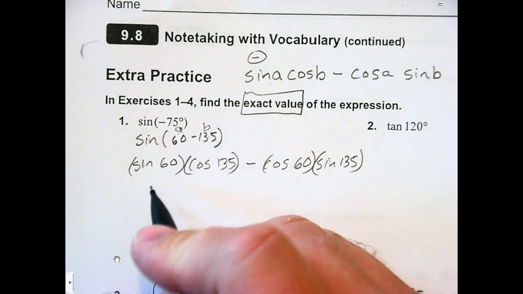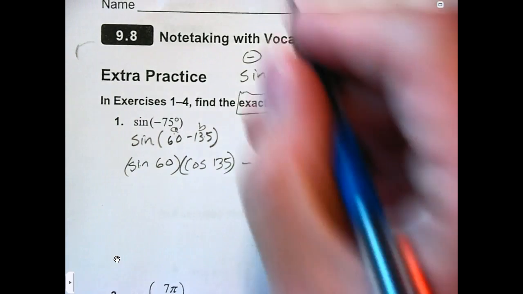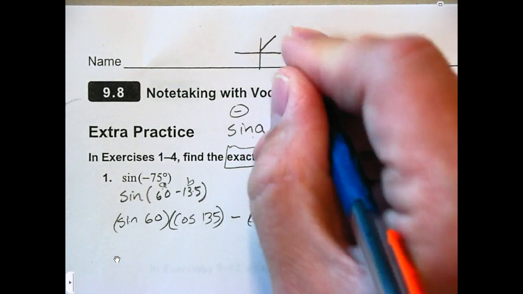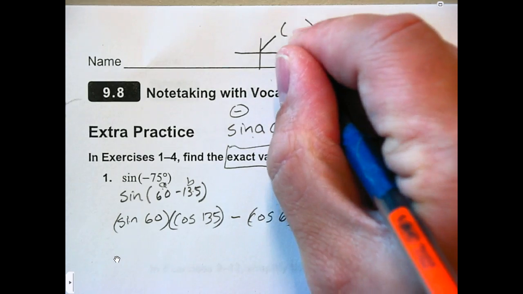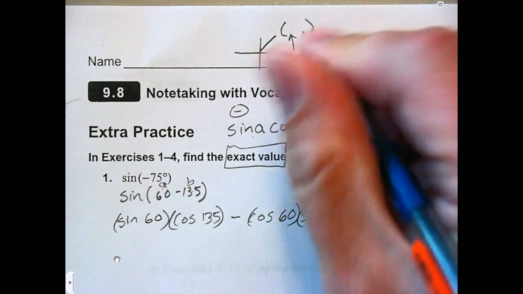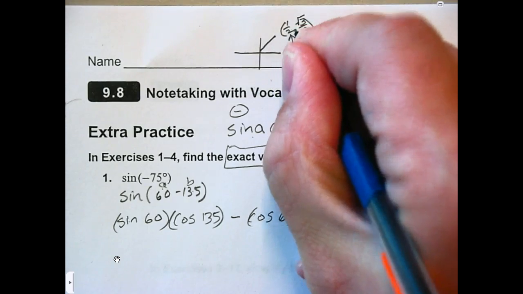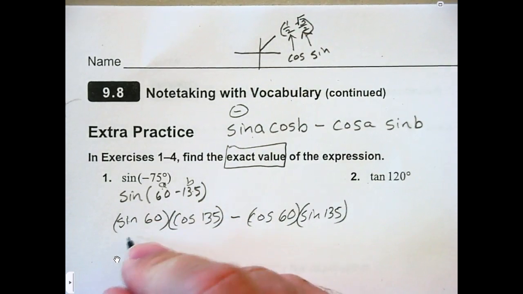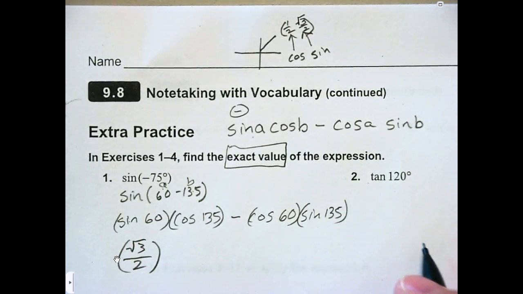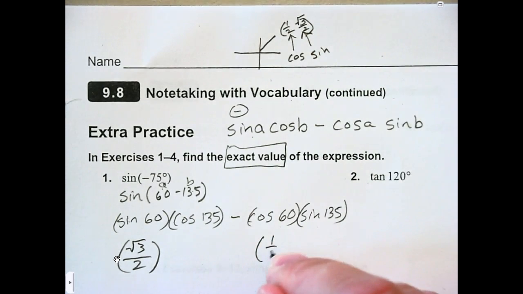So now you have to think back to the unit circle. What is the sine of 60? What's your coordinate at that place on the unit circle? So if we're up here, this coordinate on the unit circle, that's cosine, that's sine. Sine is root 3 over 2. Cosine is 1/2. Okay, so we want sine. Sine of 60 is root 3 over 2. So that replaces sine 60. Cosine 60 is 1/2. That replaces cosine 60.